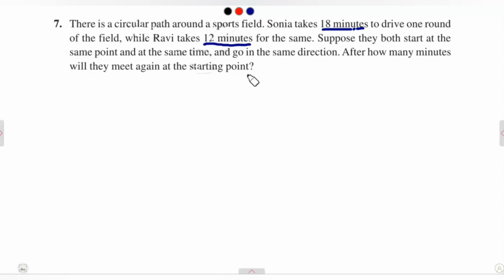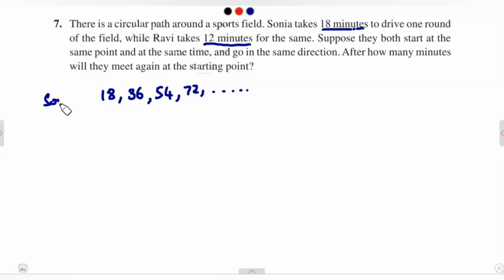Try to understand the question again. Sonia is taking 18 minutes for every round, whereas Ravi takes 12 minutes for every round. Sonia takes 18 minutes to drive one round, which means she takes multiples of 18 to complete each next round. That means 18 minutes for the first round, 36 minutes, double of this, for the second round, 54 minutes for the third round, 72 minutes, and so on. For every round 18 will be added. These are the multiples of 18, which are the timings taken by Sonia for every round continuously.